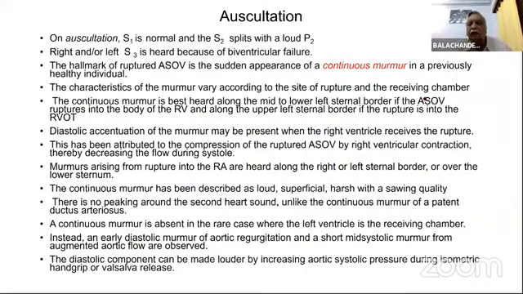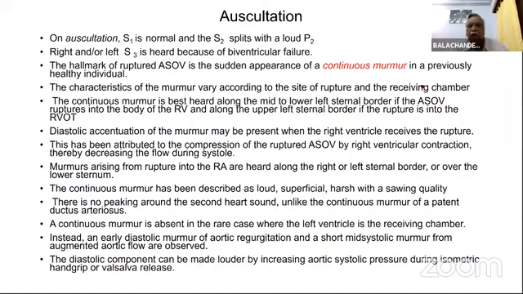So all this, we have to look at it and look whether it is superficial, loud, harsh, and a sawing quality. Just like absent pulmonary valve syndrome, it's a sawing quality murmur. It immediately tells you that it is RSOV rupturing into RA. There is no peaking around the second heart sound, unlike the continuous murmur of ductus. So the continuous murmur is absent, and very rarely when LV, where that will behave like aortic regurgitation.